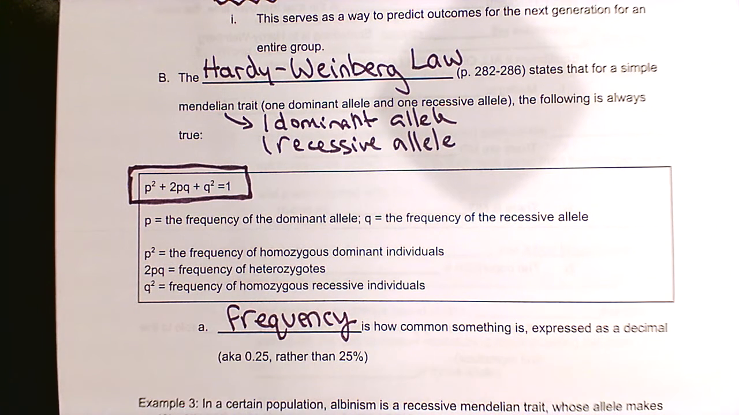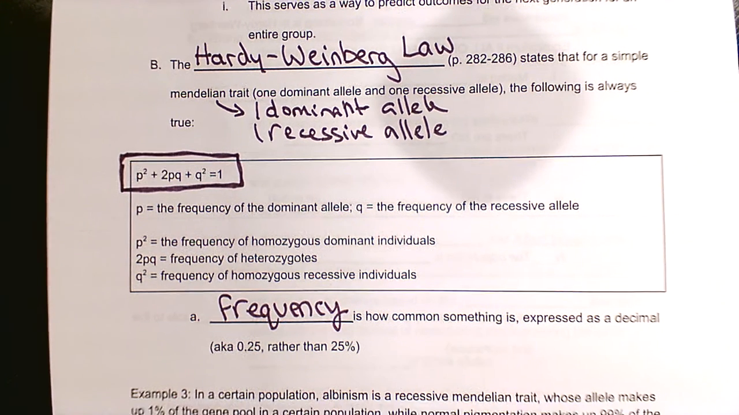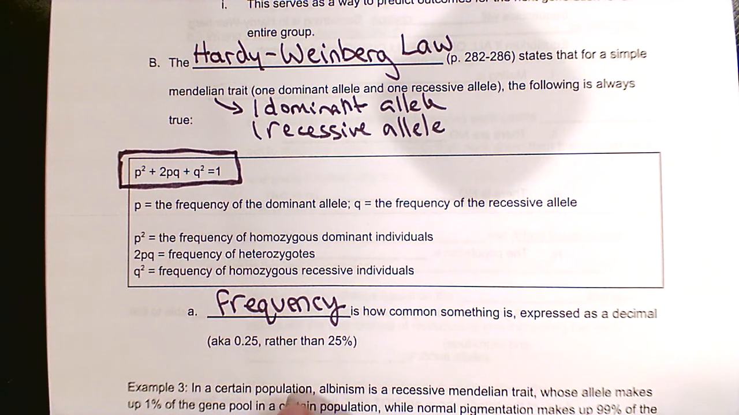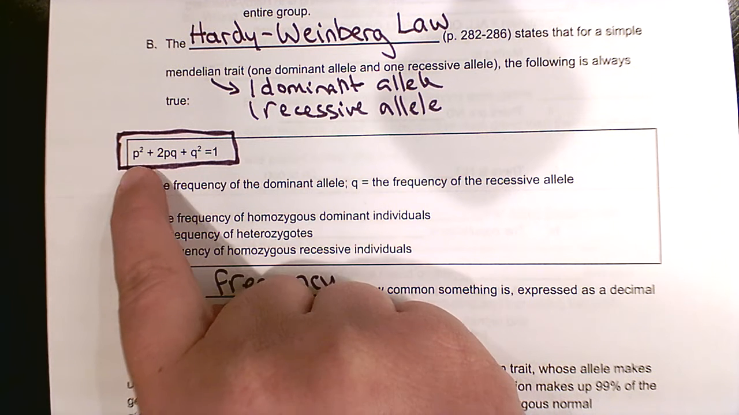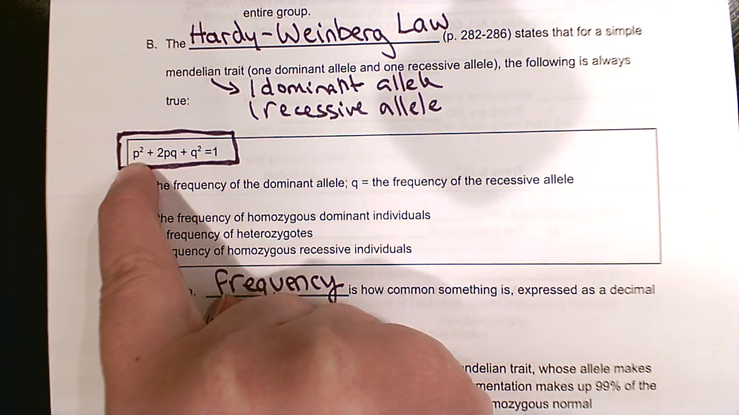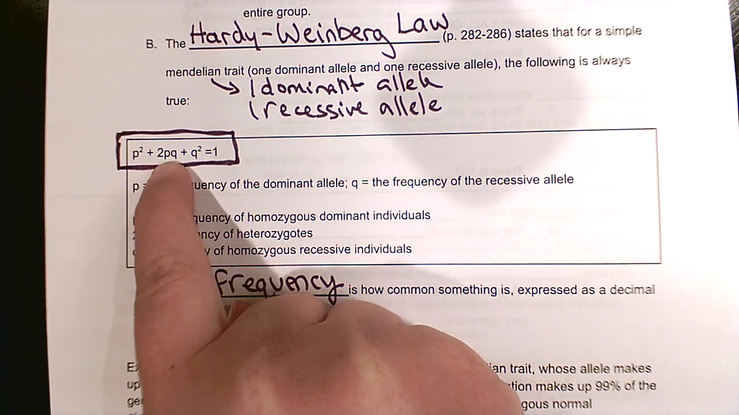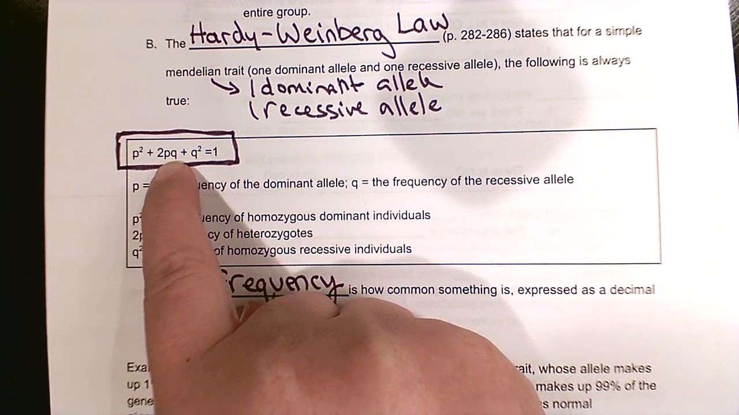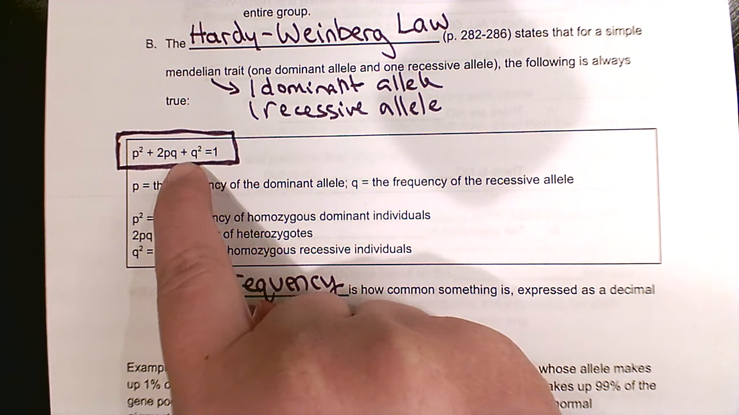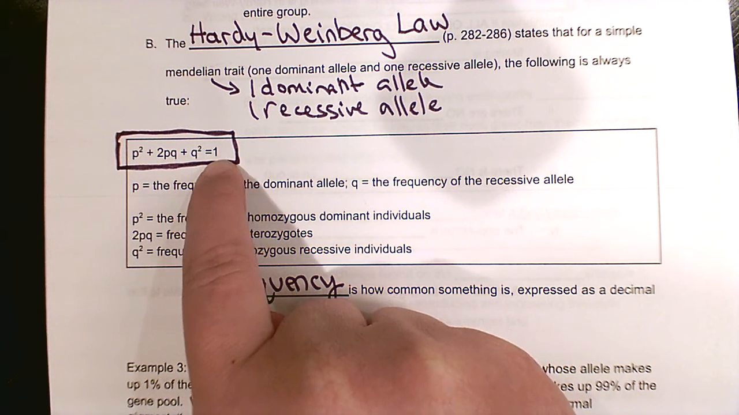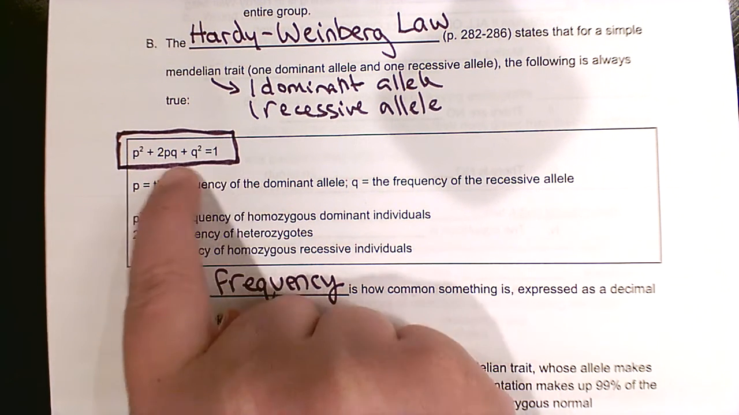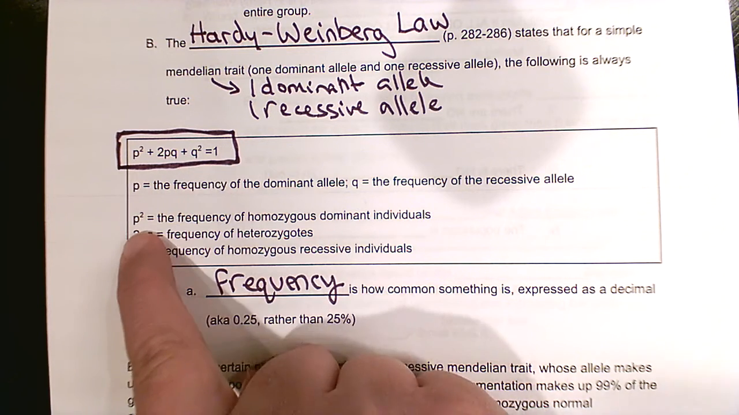When we're talking about the frequency of something, it's just how common it is. And instead of expressing it as a percentage, we're always going to use the decimal form. So it turns out p squared, the square of the frequency of the dominant allele, plus 2pq, 2 times the frequency of the dominant allele times the frequency of the recessive allele, plus q squared, the frequency of the recessive allele squared, always equals 1. Well, this is weird. What is this actually going to tell us?